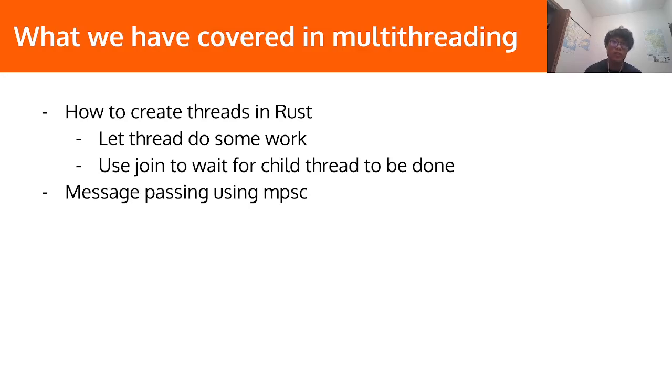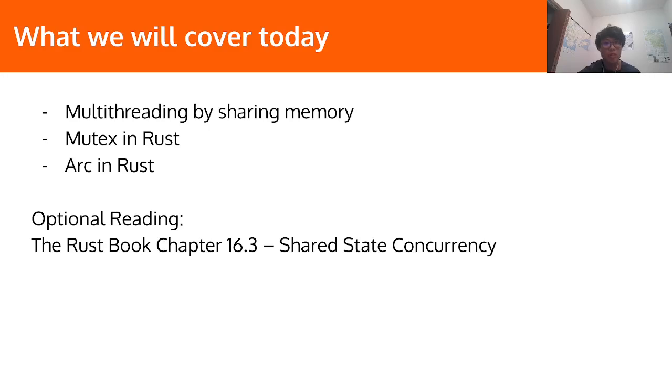So far we have covered multi-threading for about 1 to 2 weeks now, and we have learned a few things. We have learned how to create threads in Rust and let the thread do some work, and we have also learned how to use message passing using the mpsc type in Rust. So today we're going to learn something else, right? We're going to learn multi-threading by sharing memory.